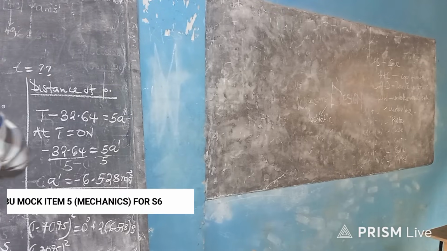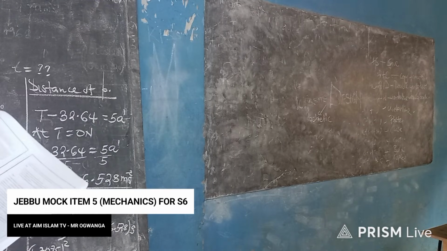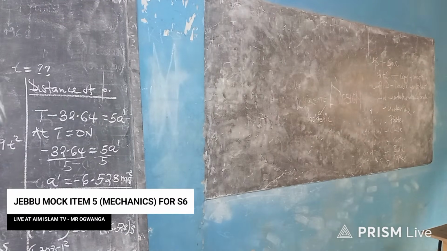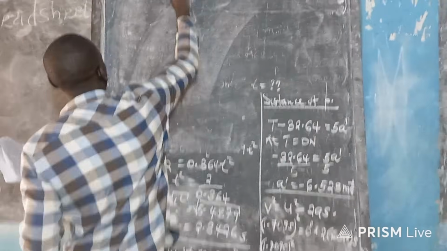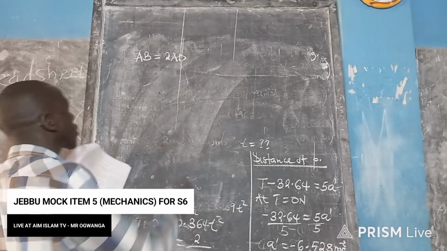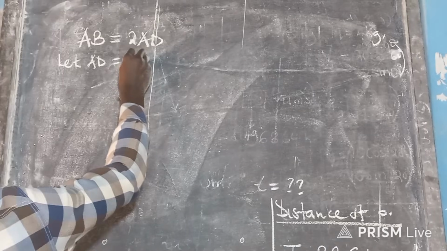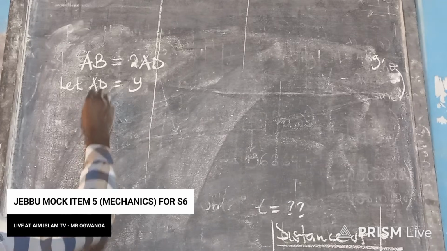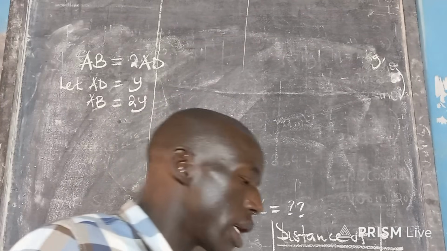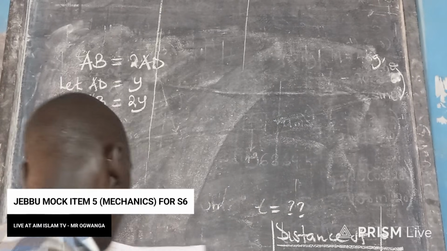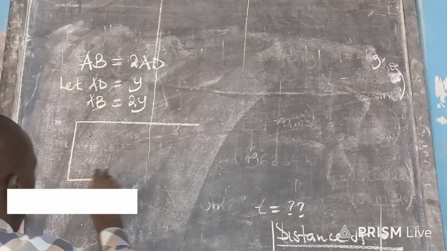I'm going to say that if we are having AB, like we have said in the scenario, that our AB is equal to 2AD. So let AD be equal to y, meaning that our AB will be given by 2y, because AB is 2 times AD. So let us try to put this into a simple diagram.